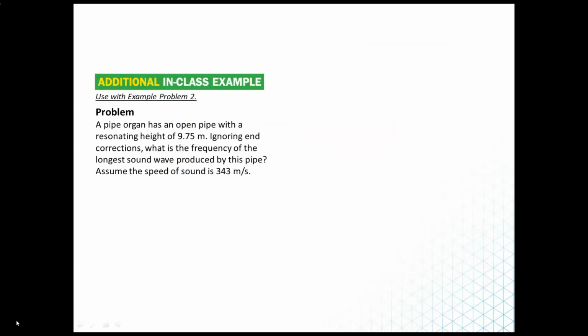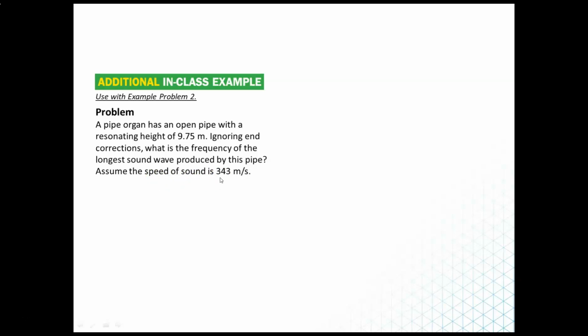Now let's practice some problems. We have this problem and additional in-class examples. We don't find them in your book, so this is why this one is very important. Here we have a pipe organ with an open pipe with a resonating height of 9.75 meters. Ignoring end correction, what is the frequency of the longest sound wave produced by the pipe? Assume that the speed of the sound is 343 meters per second.